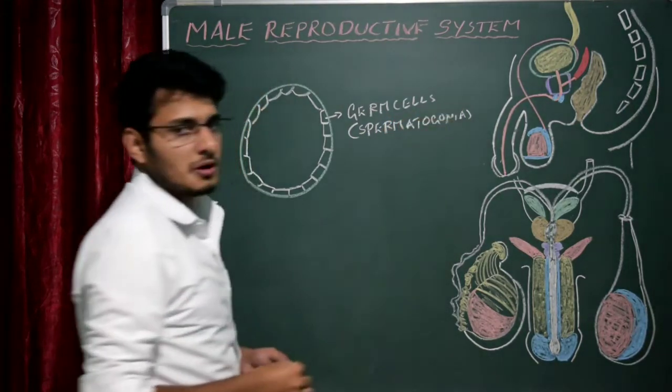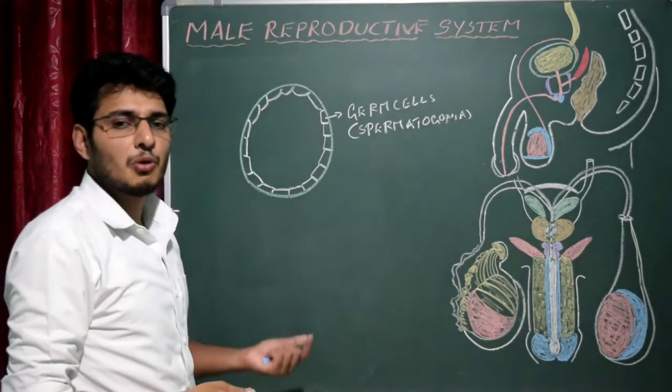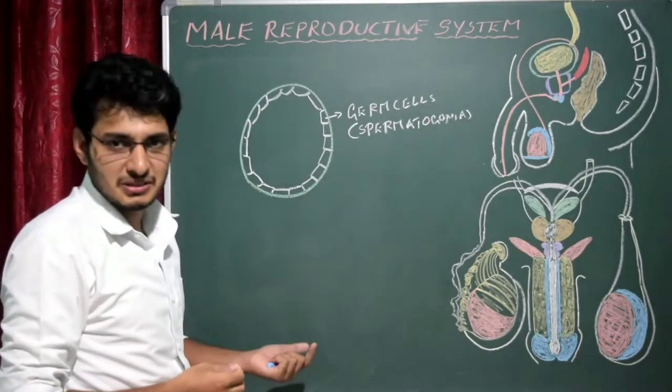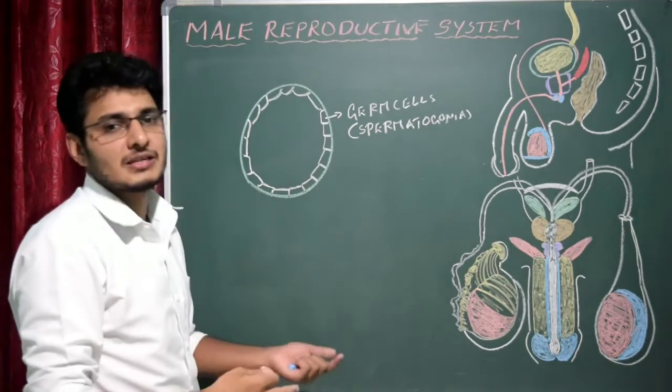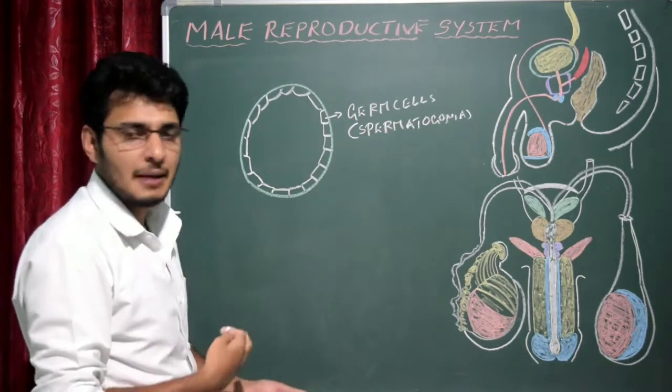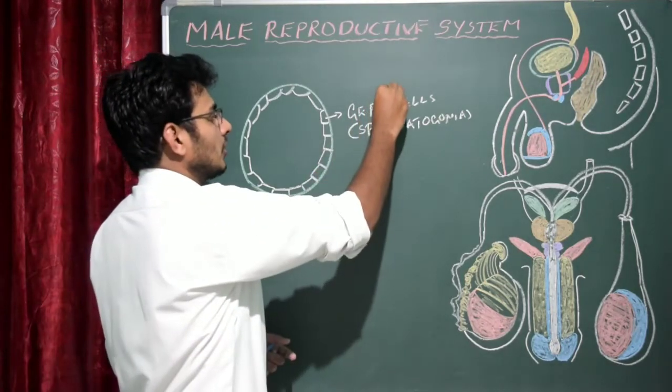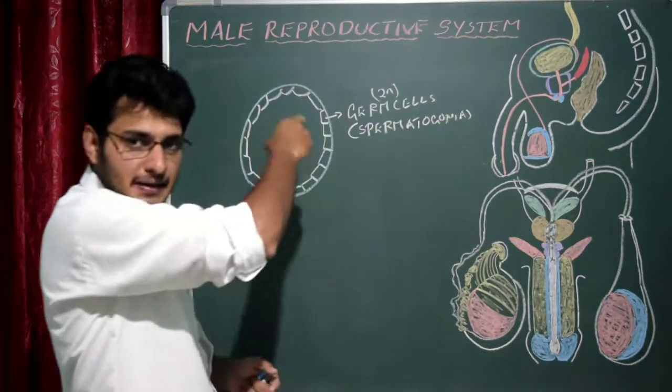What is the ploidy of spermatogonia? Compared to pollen mother cell or microspore mother cell, the ploidy is 2n itself. In the future, it's going to form the male gamete. So obviously it is 2n. Okay, only a single layer.